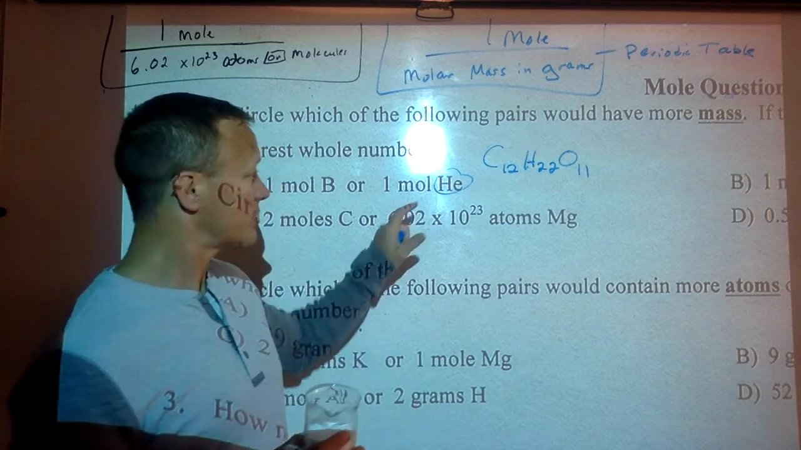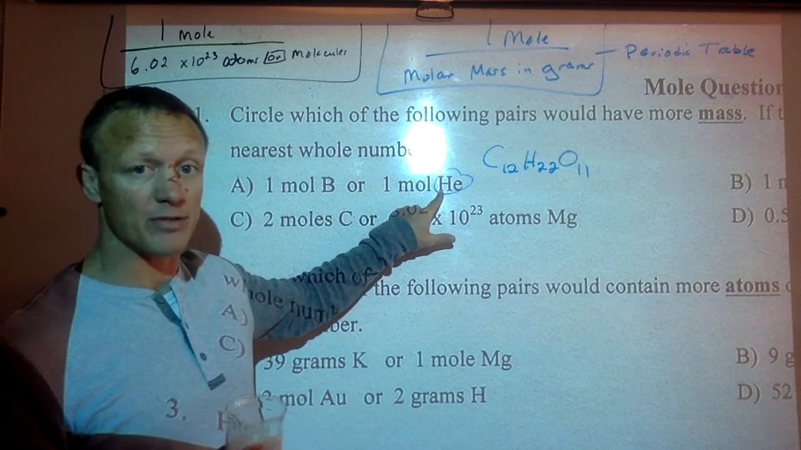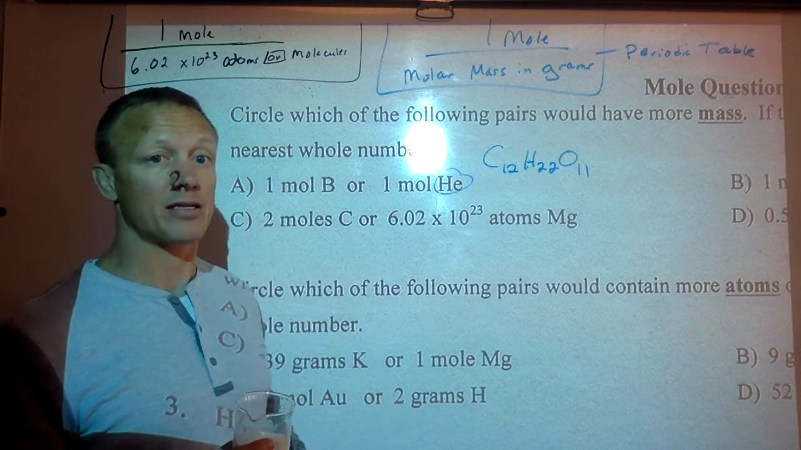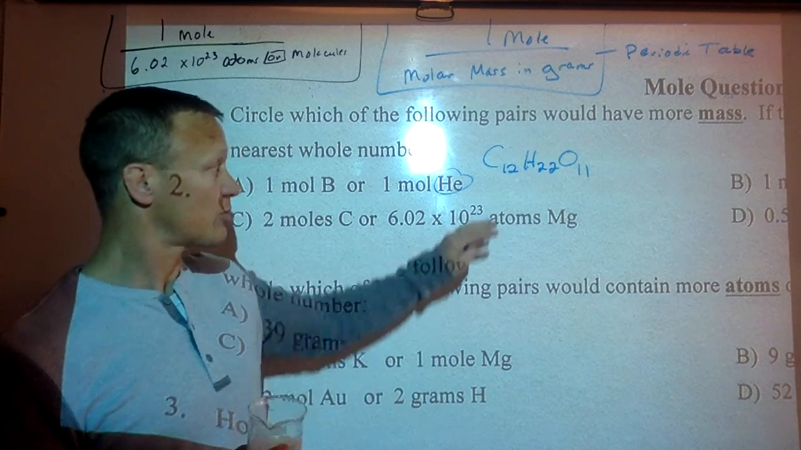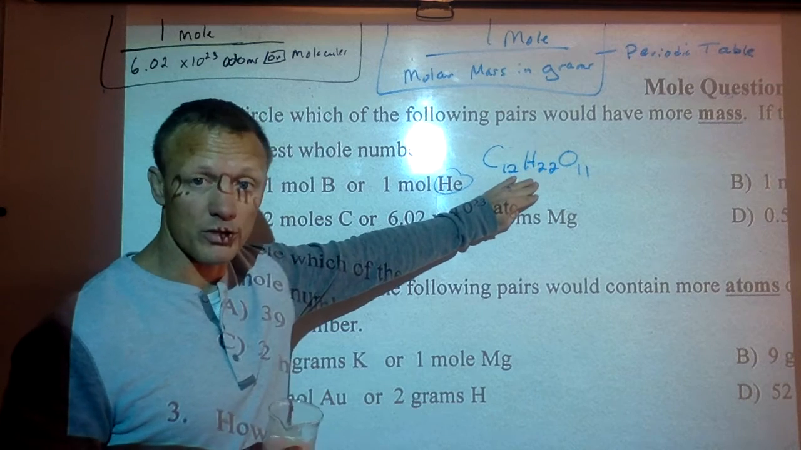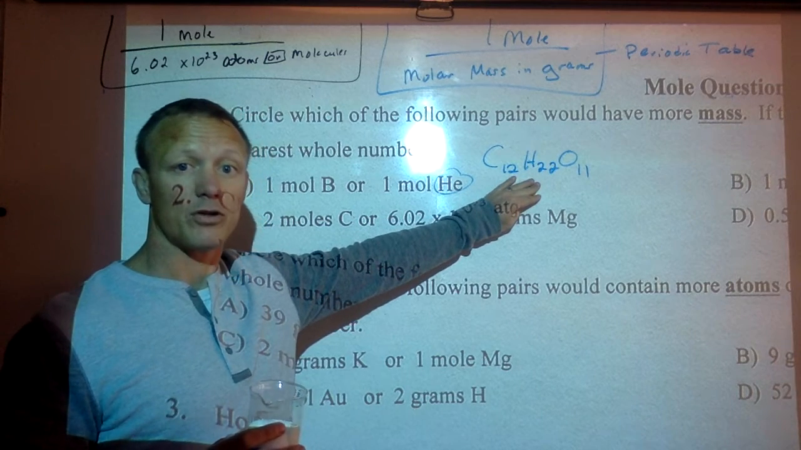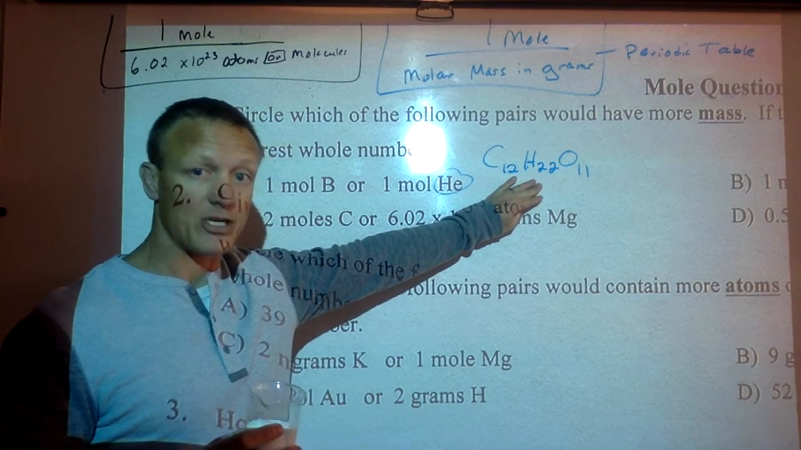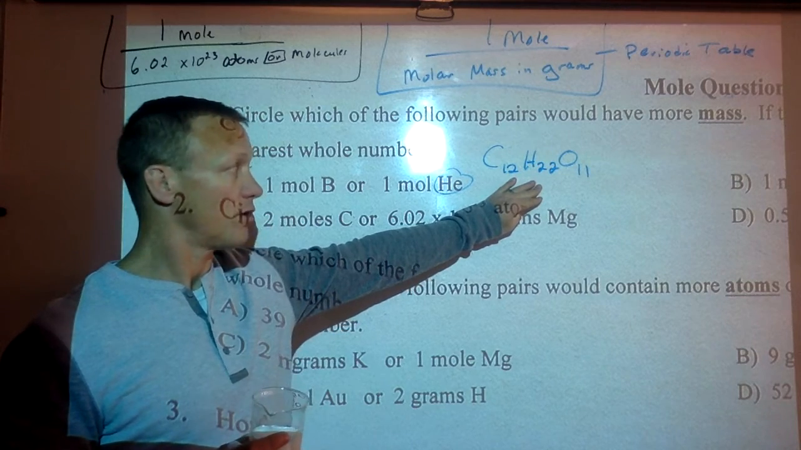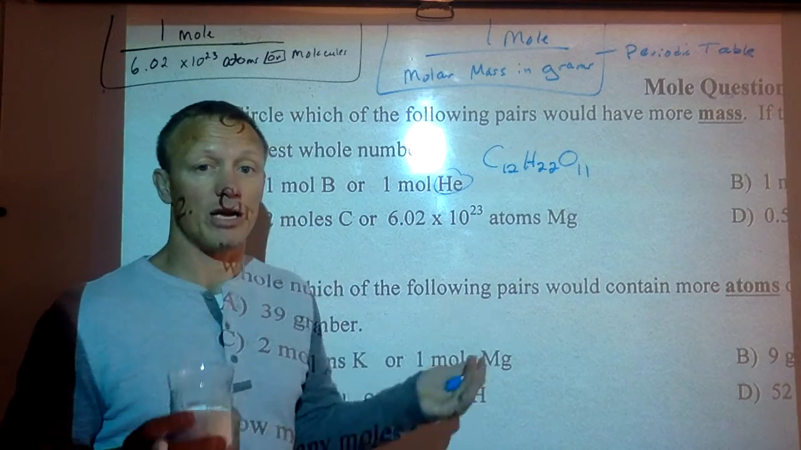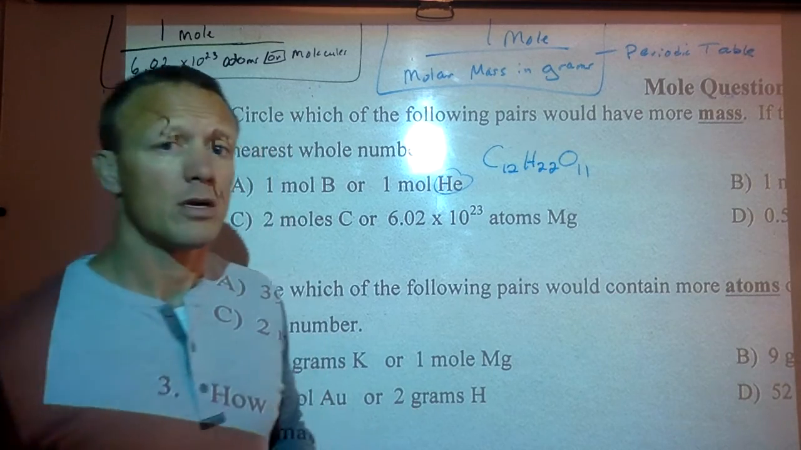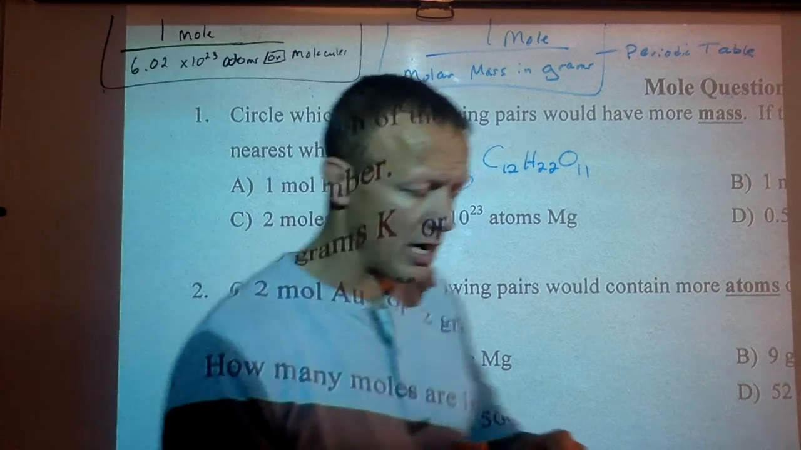6.02 times 10^23 atoms of helium would have a mass of 4 grams if you look on the periodic table. 6.02 times 10^23 molecules of sucrose sugar would actually have a mass of 342 grams. So that's how much a mole of that would weigh, because a mole of it is bigger, has more mass to it. So just a couple questions here to kind of compare those things.